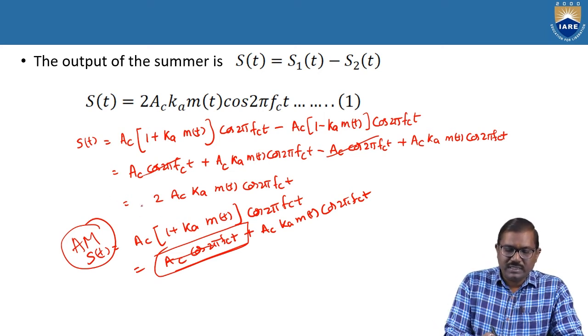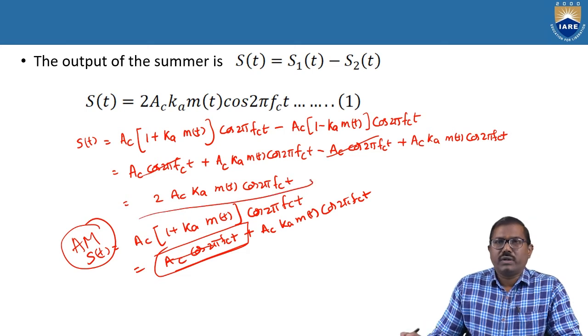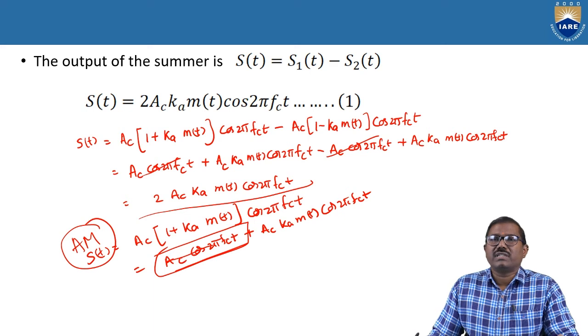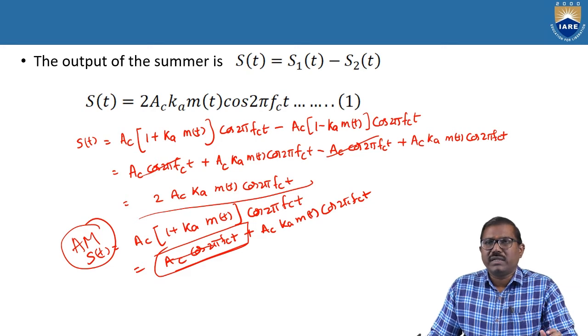So now we can see this S of t. What is this? It is DSB suppressed carrier. In this equation, the Ac cos 2 pi fct term is missing. That's why we say we are going to suppress the carrier.